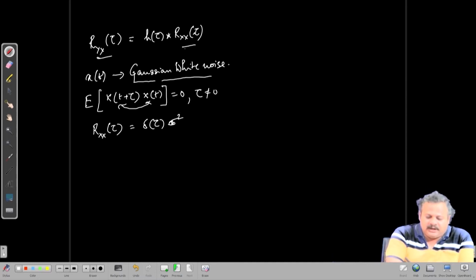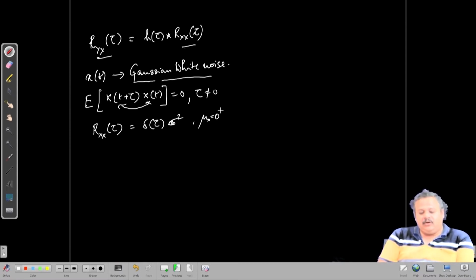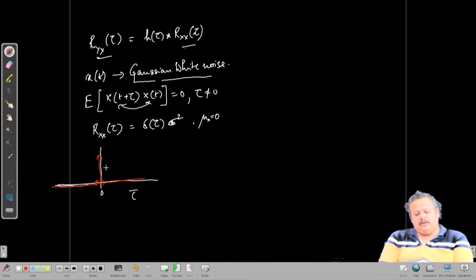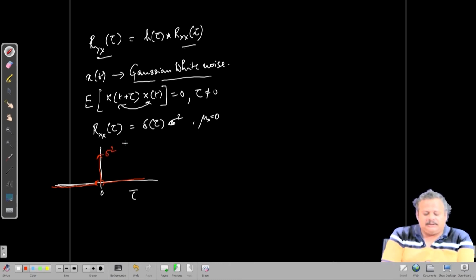So, this sigma square is nothing but the variance of that Gaussian white noise, and here we will also assume that our mu x, the mean value, is 0. For the zero-mean Gaussian white noise, the autocorrelation function Rxx(tau) is simply sigma square delta(tau). So, if I were to draw, if this axis is tau, and this is 0, then the autocorrelation function, in red, will be 0 everywhere other than at 0 here, and we represent the impulse at 0 with this arrow, and this height is taken to be sigma square.